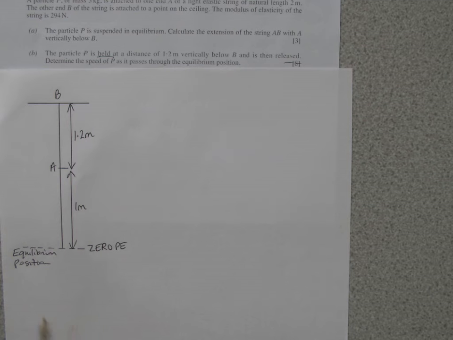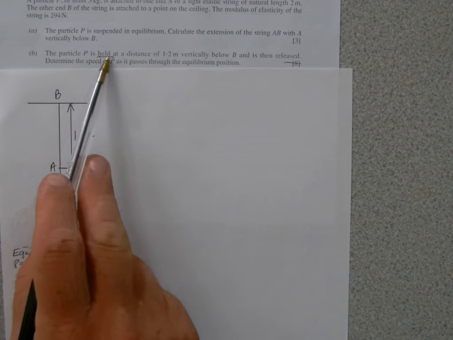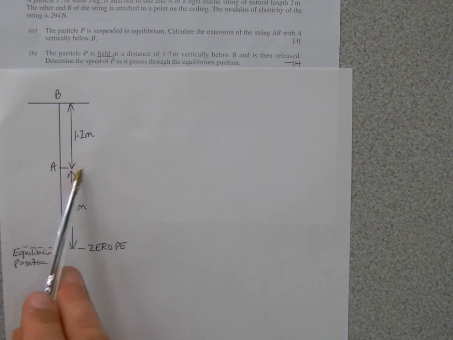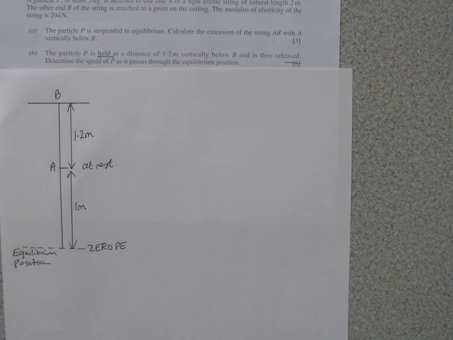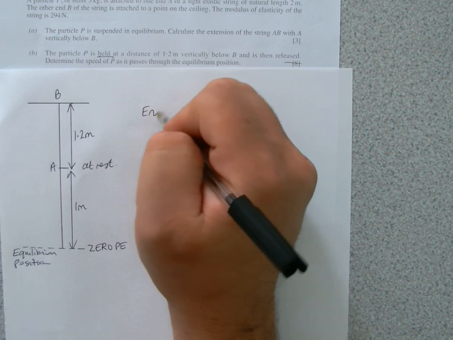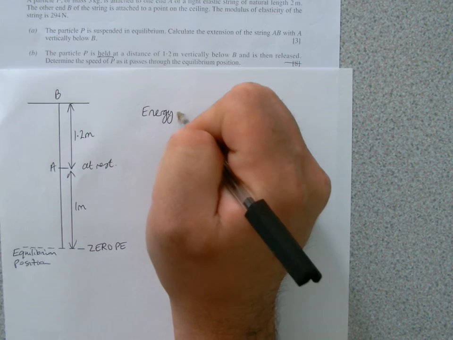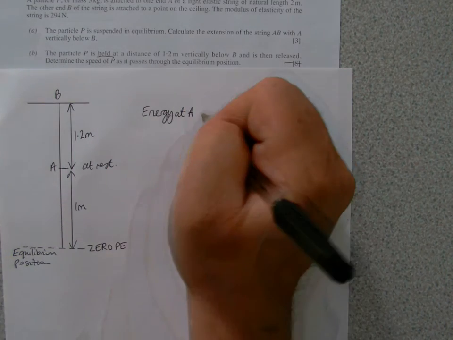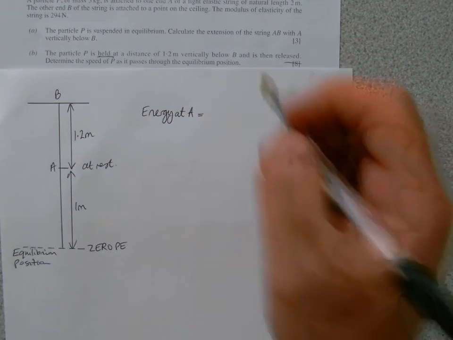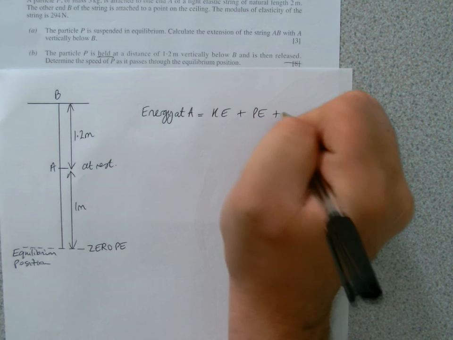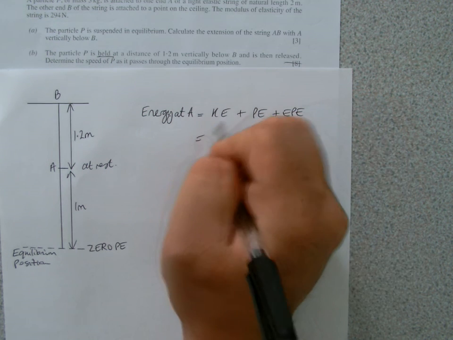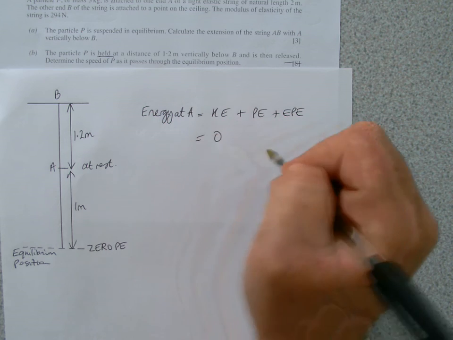So we need to find the speed when it passes through here. It's released here from rest, because it's held and then released, so that means here it's at rest. So what we need to do is look at the energy to start with. So the energy at A here, at the beginning. If you think about energy, we've got 3 types: kinetic energy, potential energy, and elastic potential energy. Well, it's at rest, so the kinetic energy will be 0.